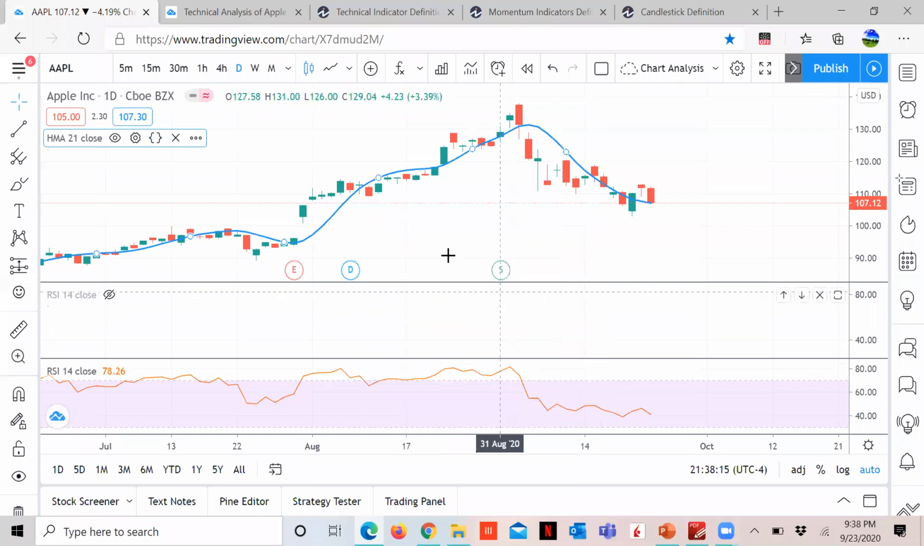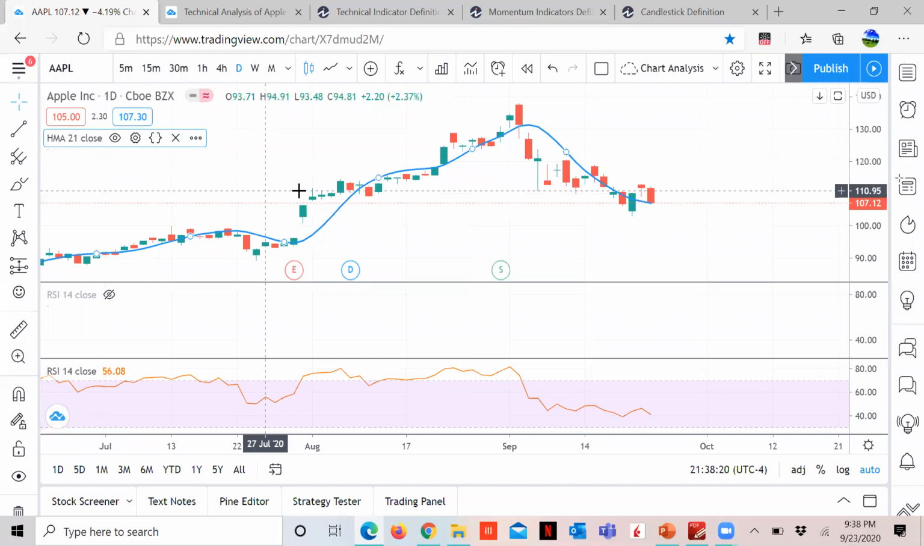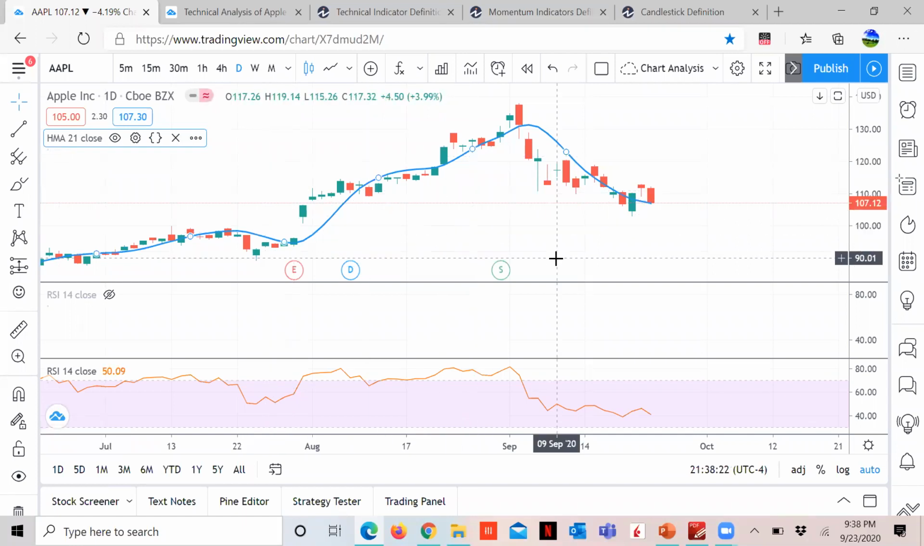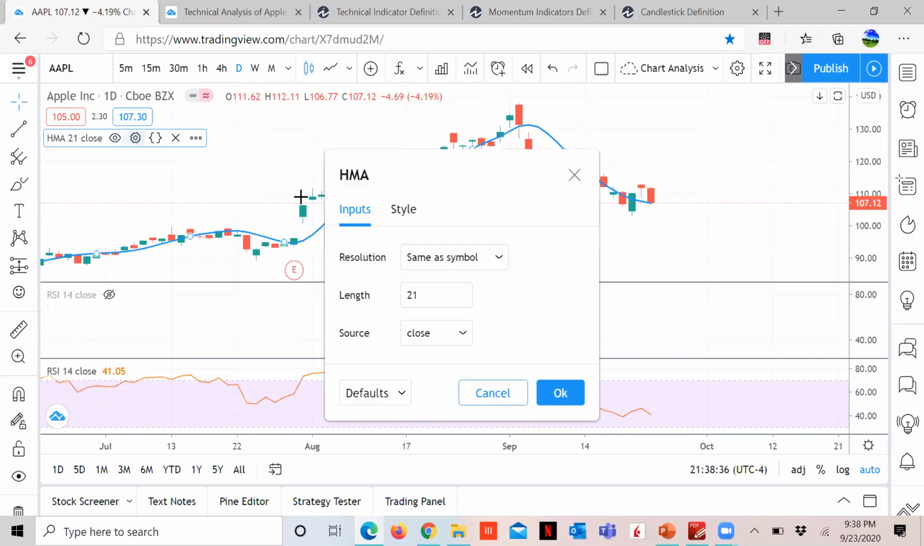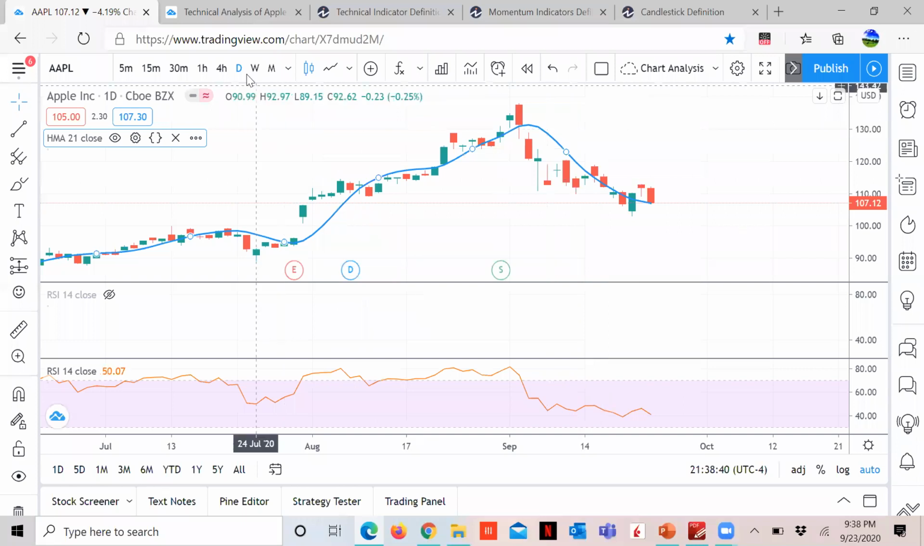Why I'm doing 21 days is it's a Fibonacci number. Like if you were to add 2 consecutive numbers, like 1 and 1 is 2, 2 and 1 is 3, 2 and 3 is 5, 5 and 3 is 8, and so on and so forth. So Hull's moving average, it's a moving average, and I kept the length as 21. So if I'm in a daily chart, that means a 21-day moving average. If I'm in hourly or weekly, then it corresponds to that average.